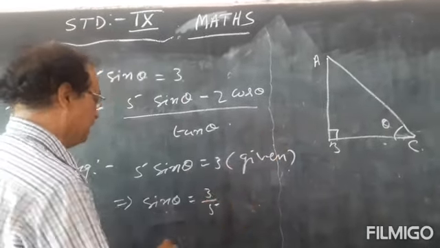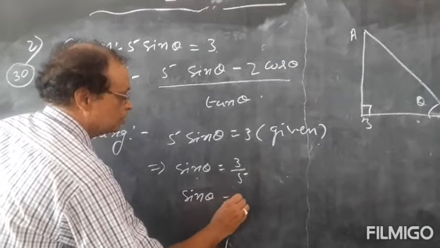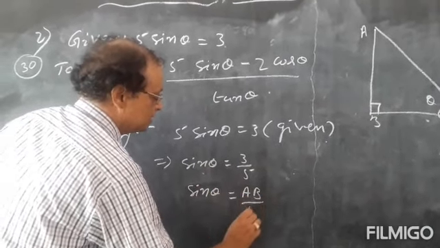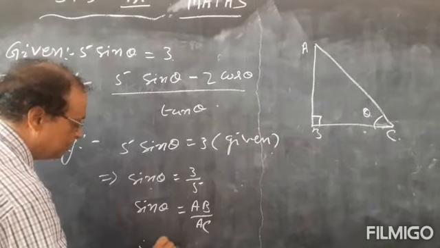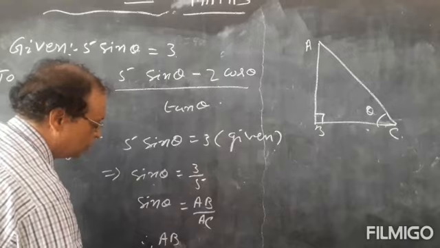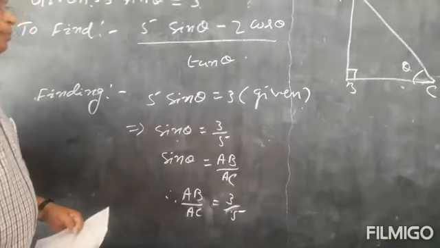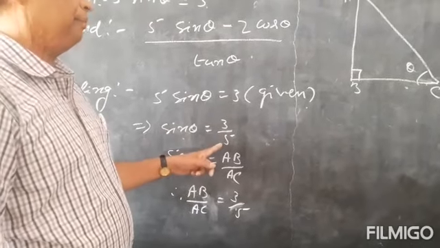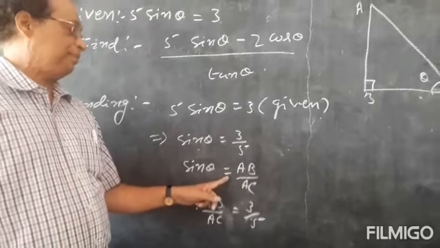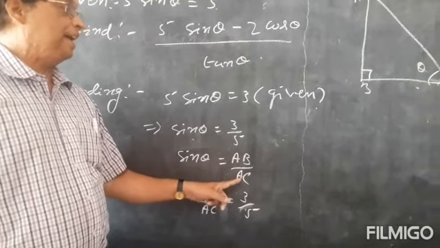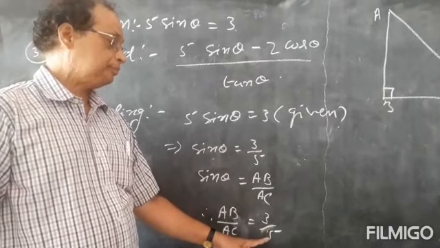So what is sin theta? Sin theta is opposite side by hypotenuse. So it is AB by AC. Therefore, AB by AC is equal to 3 by 5. This we got from the given sin theta, and according to the definition, sin theta is AB by AC, therefore AB by AC is equal to 3 by 5.